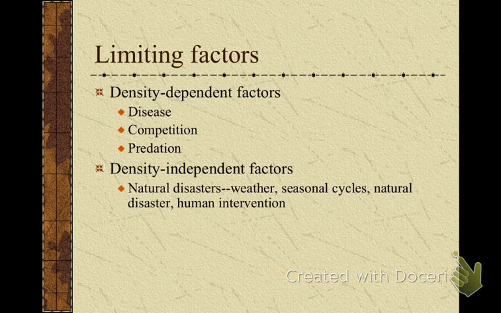We have 2 types of limiting factors. We have density-dependent limiting factors, and we have density-independent. Density-dependent, it really matters how dense, and I know that's a bad word to use in an actual definition, but it matters how dense that population is. And I'm going to give you examples.